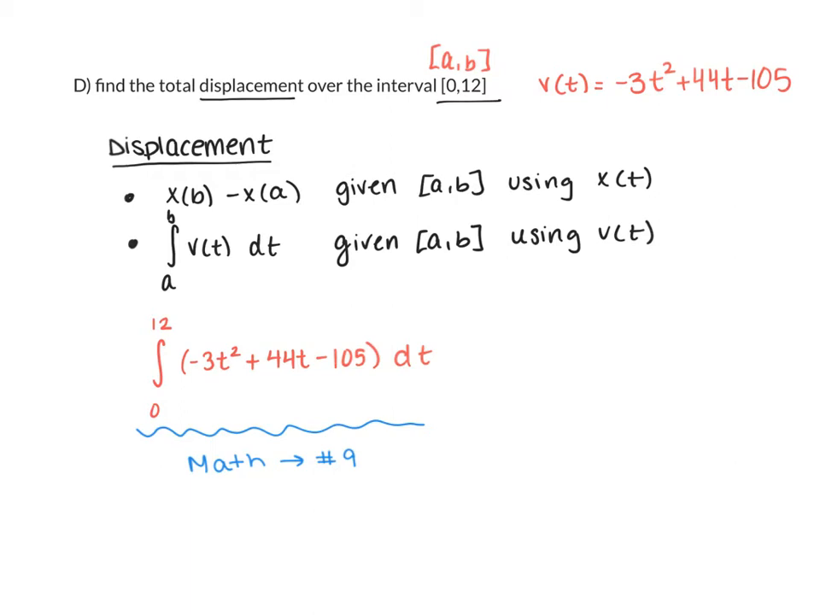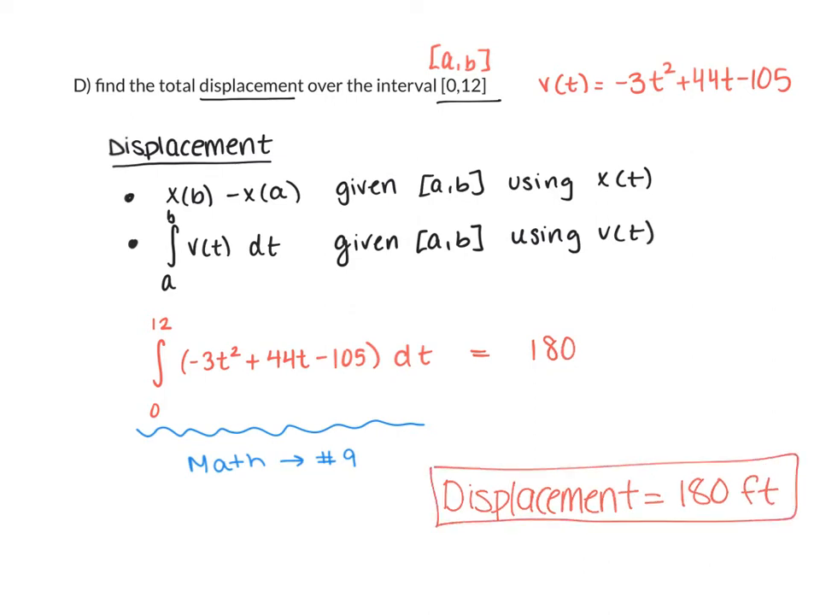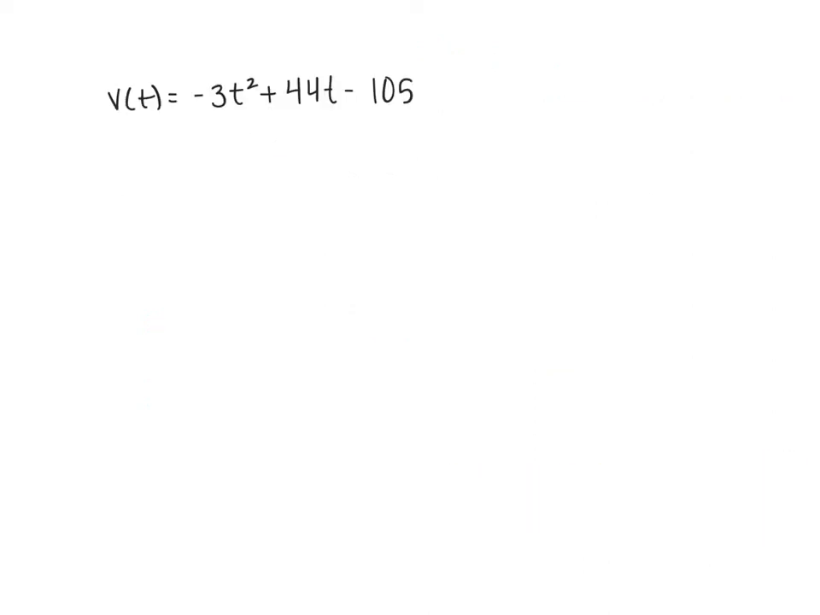Okay, so my final answer here, I got 180. So the total displacement for this problem is 180 feet, if you want to be specific about the units. All right, so I'd actually like to show you how you can get 180 using the x of t function.